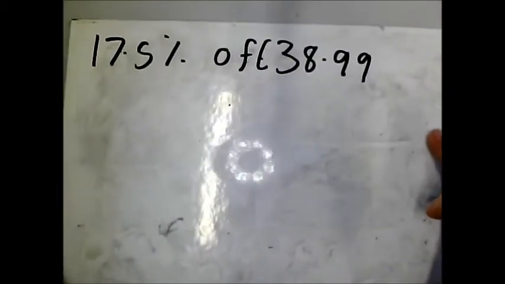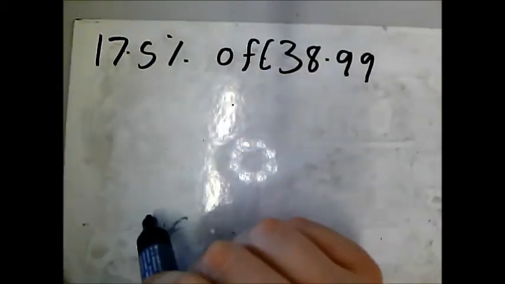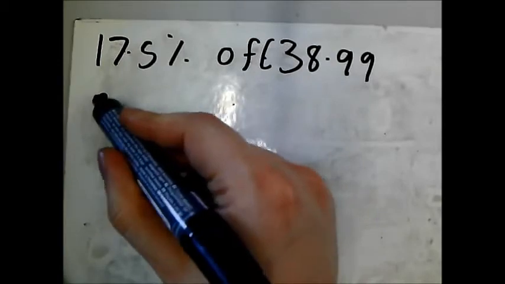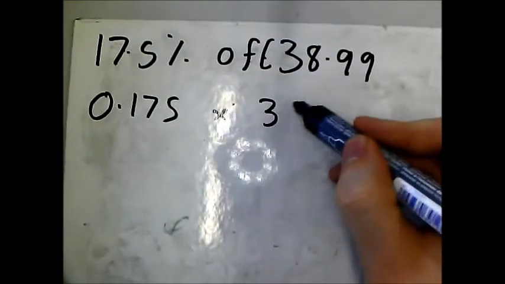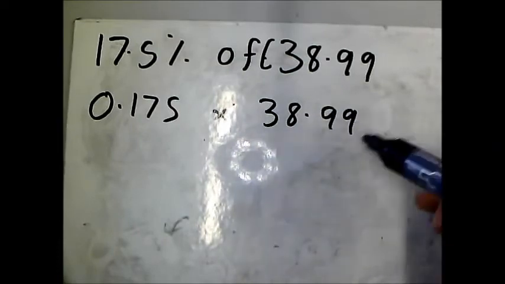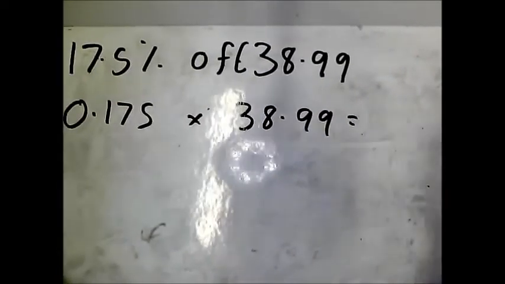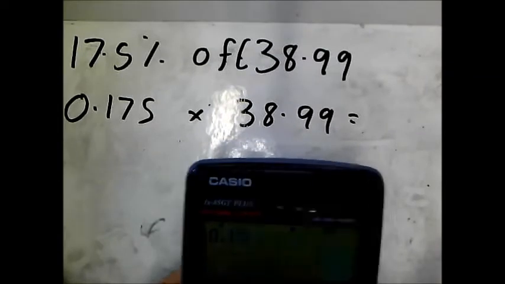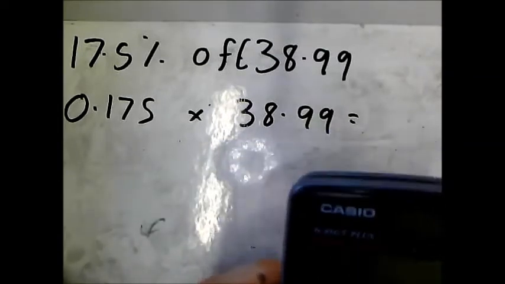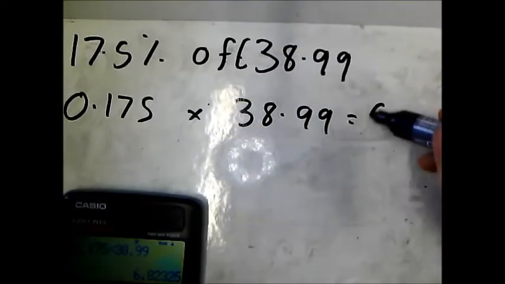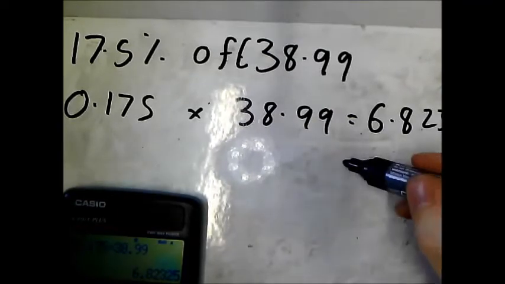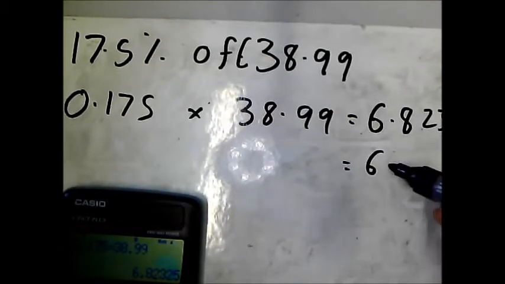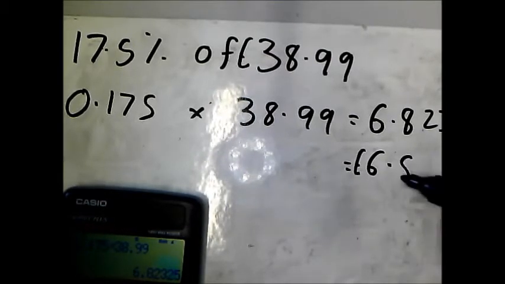Okay, so first things first, I made that into a decimal by dividing by 100, so that's 0.175 multiplied by 38.99. Okay, and on my calculator, this gives me 6.82325, and because this is money, this will be £6.82, because it's closer to 2 pence than it is to 3 pence.